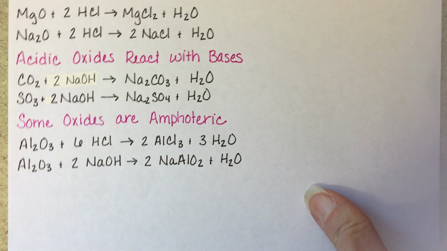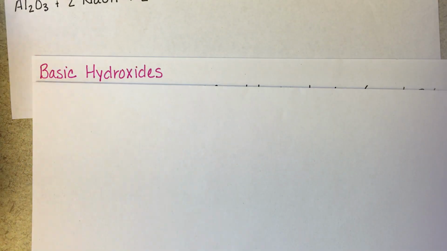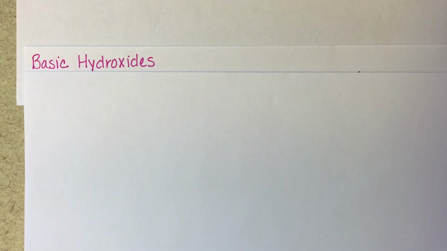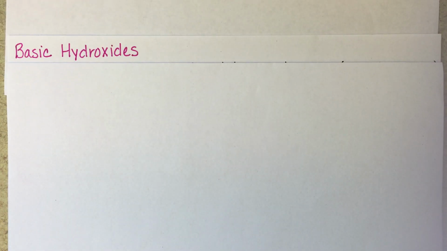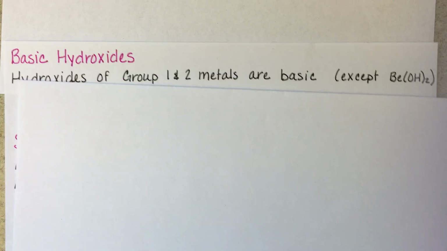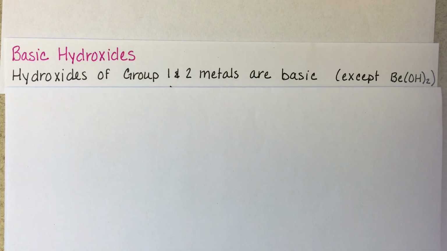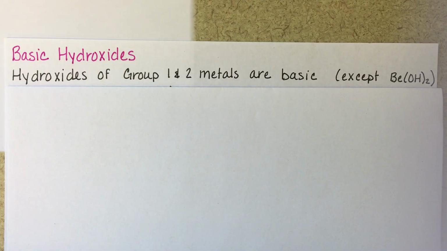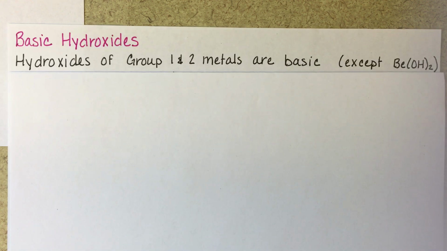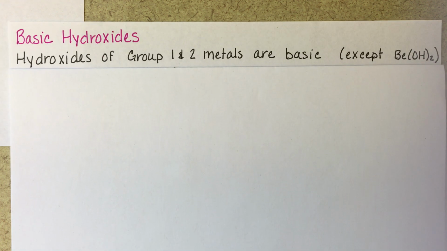And now we're going to talk about the hydroxides. You are familiar with hydroxides already because a hydroxide, OH-, is a strong base. Hydroxides formed with group 1 or 2 metals are basic, with the exception of beryllium hydroxide.